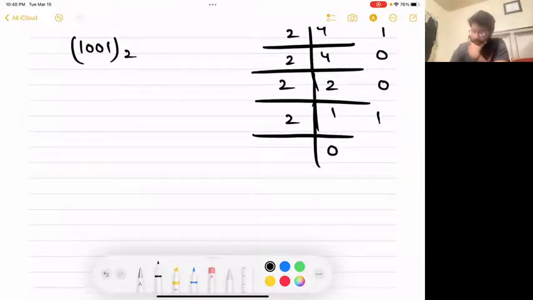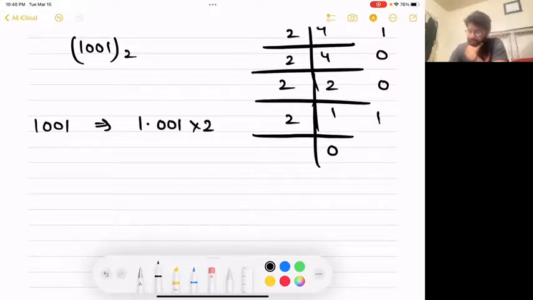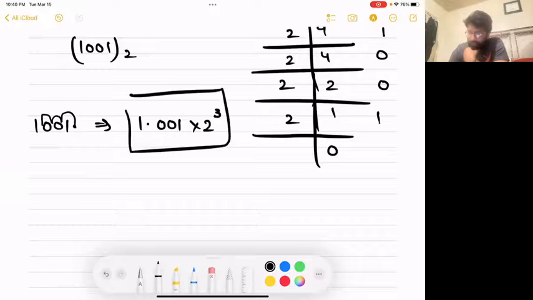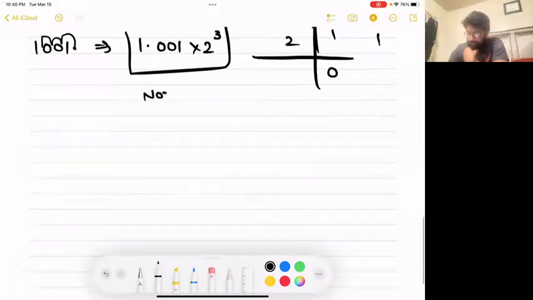Now we have to normalize it. Which means we can write 1001 as 1.001 times 2 to the power of 3, since we moved the decimal point 3 places. This is the normalized form of 9.